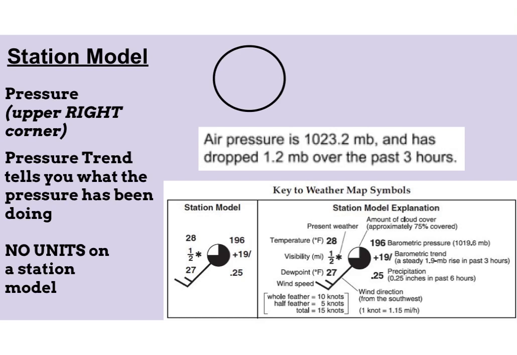Okay, so hopefully you got that right. You should have said for this pressure, this goes up here in the upper right hand corner, and I'm only going to take the last 3 digits because that's what goes on the station model. So you should have something that looks like that, 232. And then the pressure trend, it is dropped, so that means I would put a minus, and it's 1.2 millibars, so I'm just going to put a 1 and a 2, no decimal point, because if you look down here, there's no decimal point on the actual station model, which is what we're drawing up here.